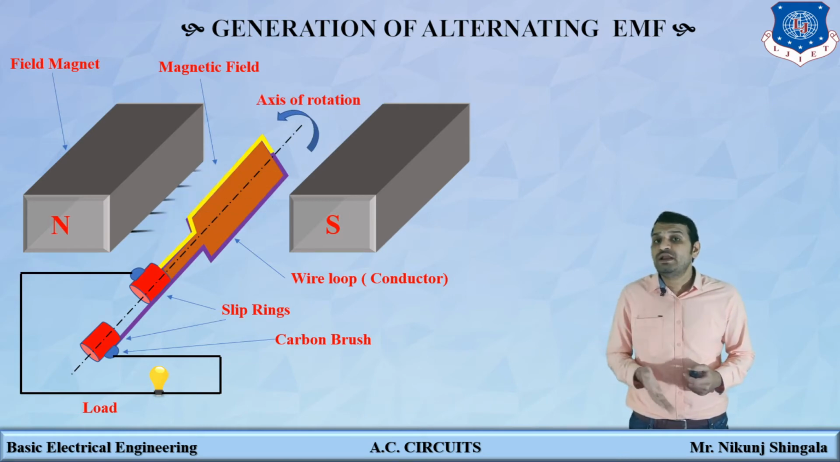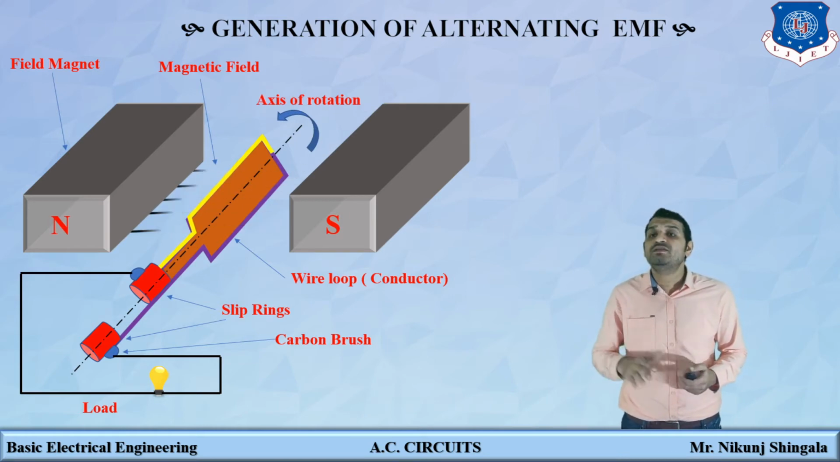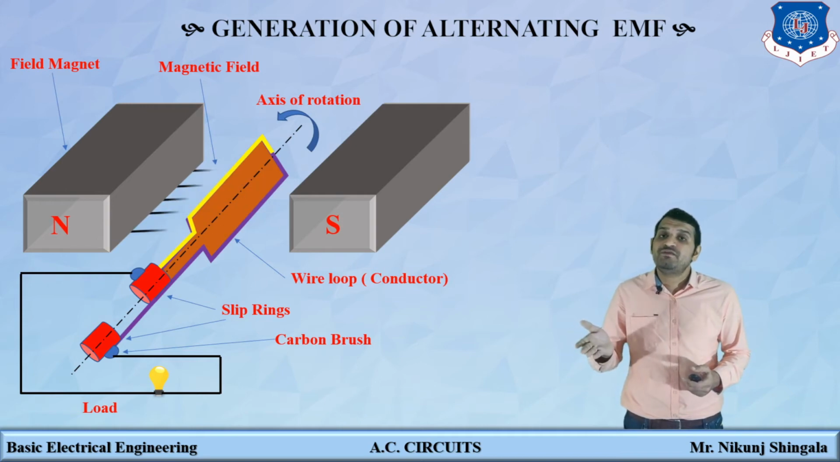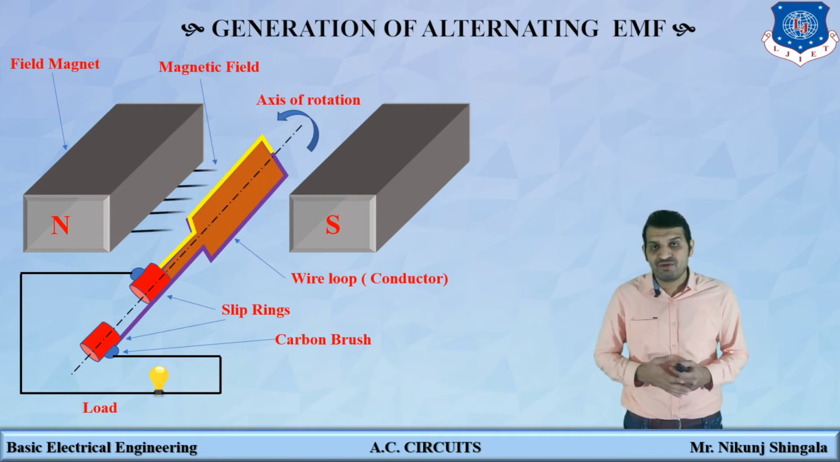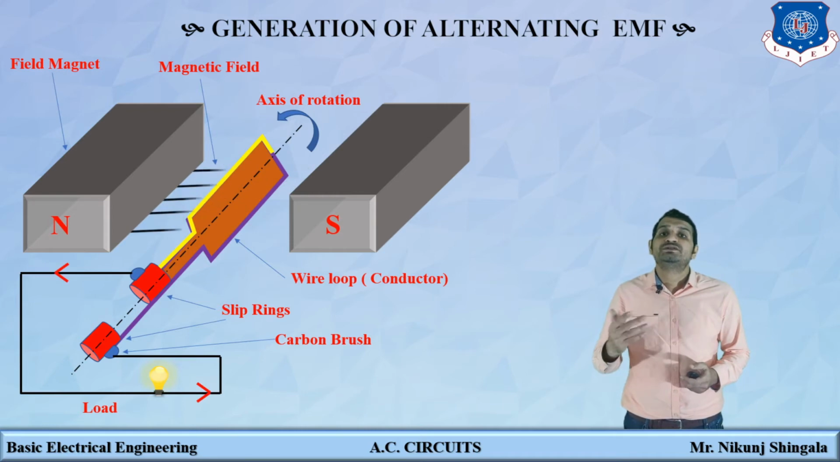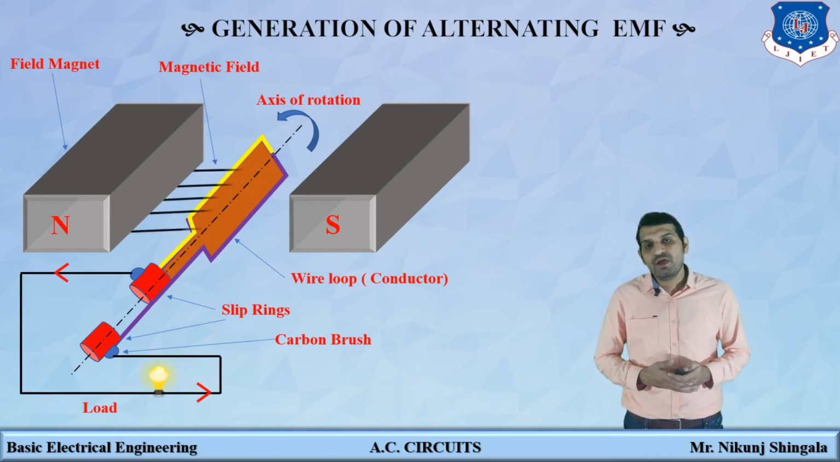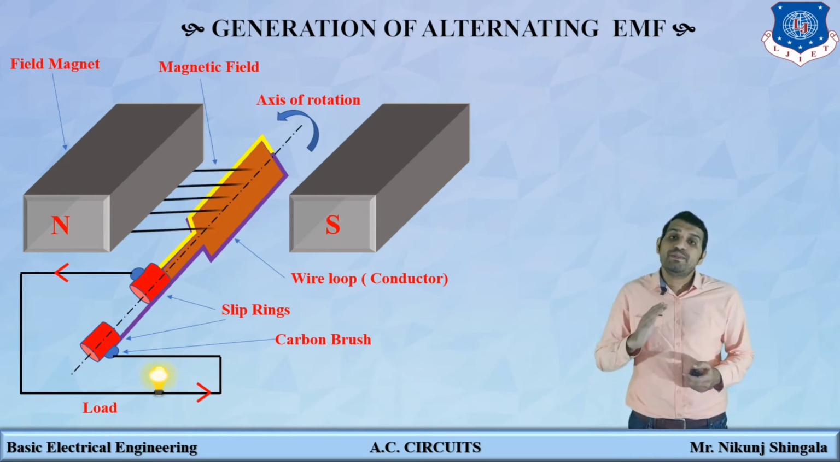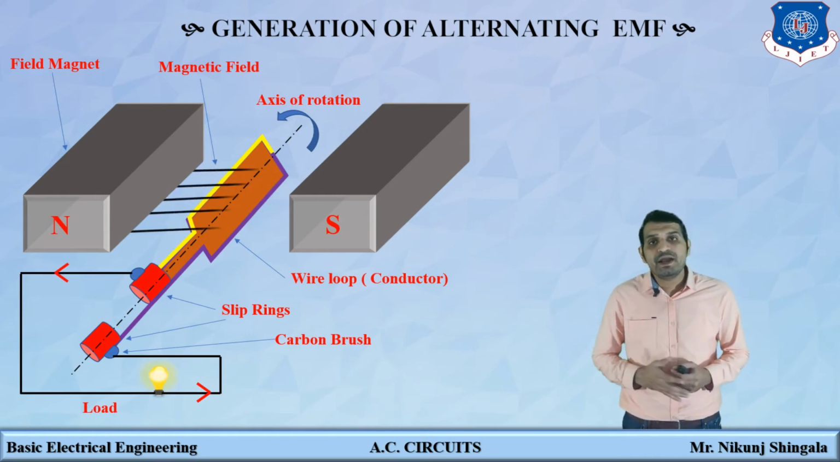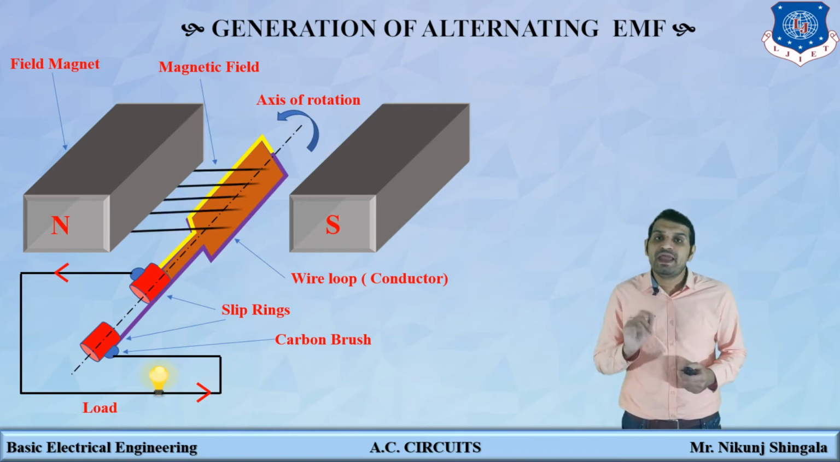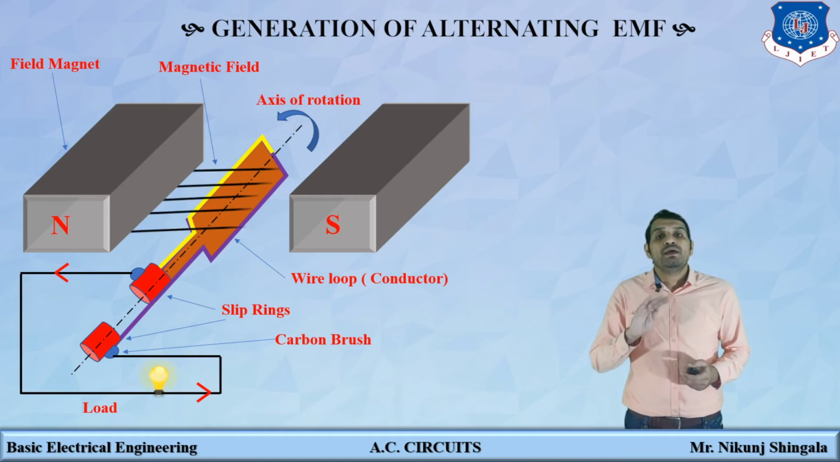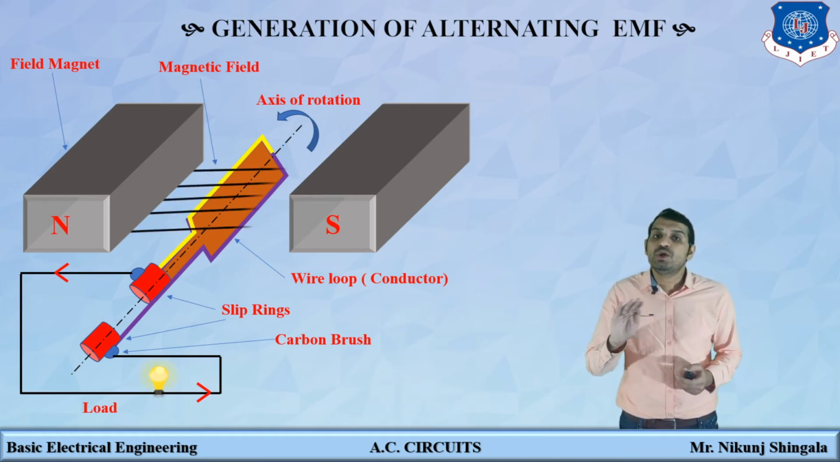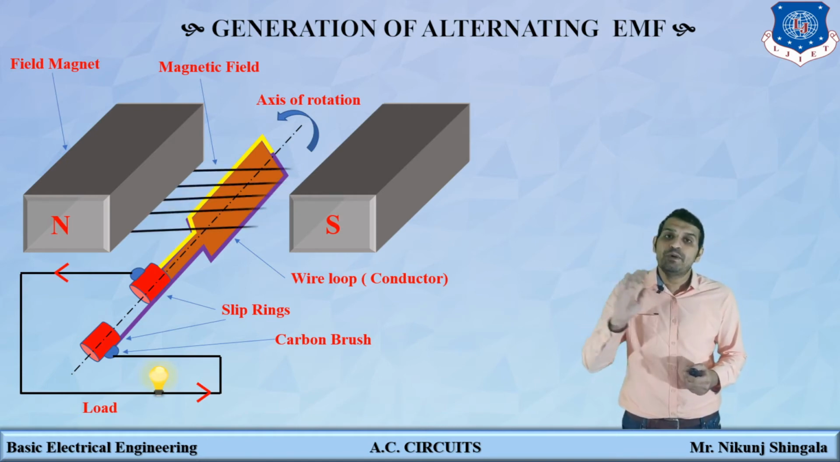So when the shaft starts rotating, this armature will also start rotating, this conductor will also start rotating, and current will start to flow. Now the current flowing will be alternating because of what? Because the EMF produced will also be alternating, because the EMF produced at any time depends on the position of the shaft. So when the shaft is rotating between 0 to 180 degrees, the EMF will be in one particular direction.